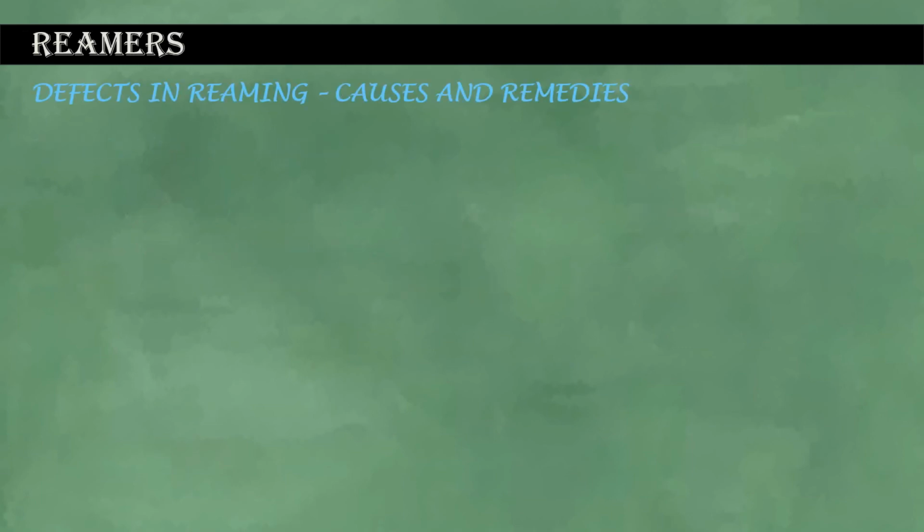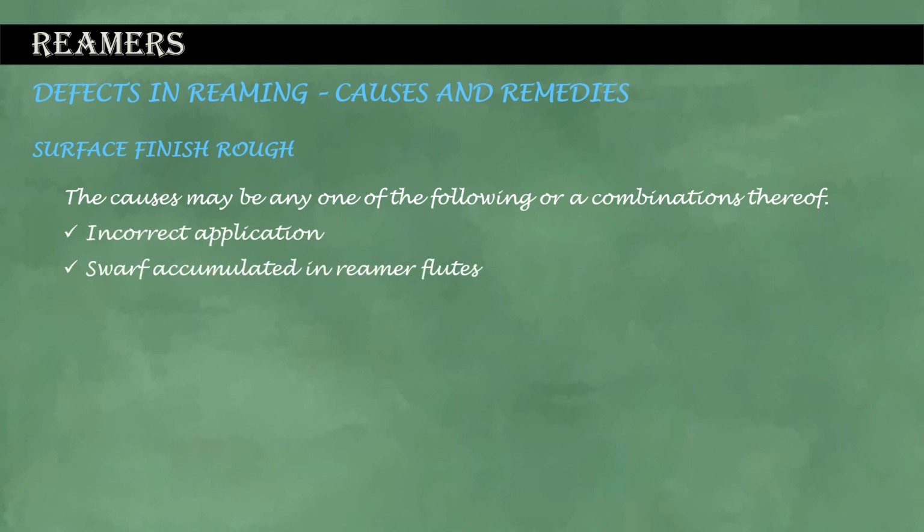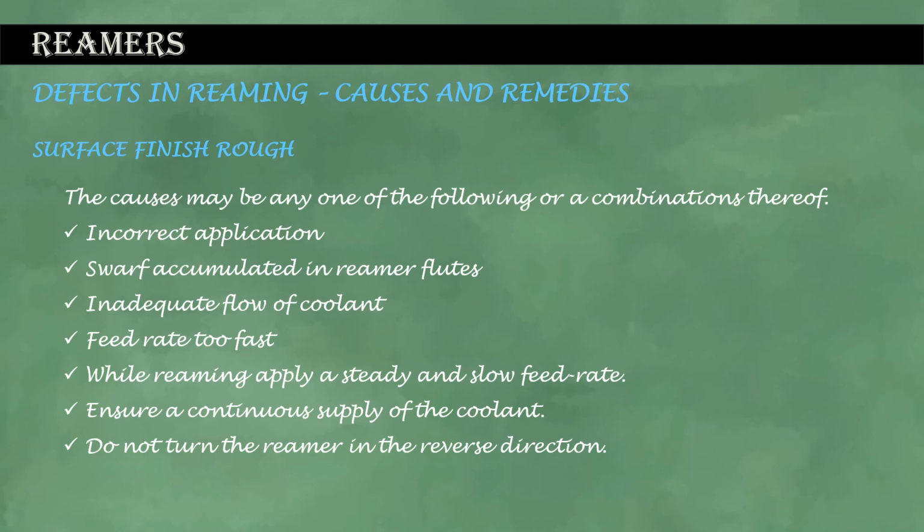Defects in reaming, causes and remedies. Surface finish rough. The causes may be any one of the following or a combination thereof. Incorrect application. Swarf accumulated in reamer flutes. Inadequate flow of coolant. Feed rate too fast. While reaming, apply a steady and slow feed rate. Ensure a continuous supply of the coolant. Do not turn the reamer in the reverse direction.